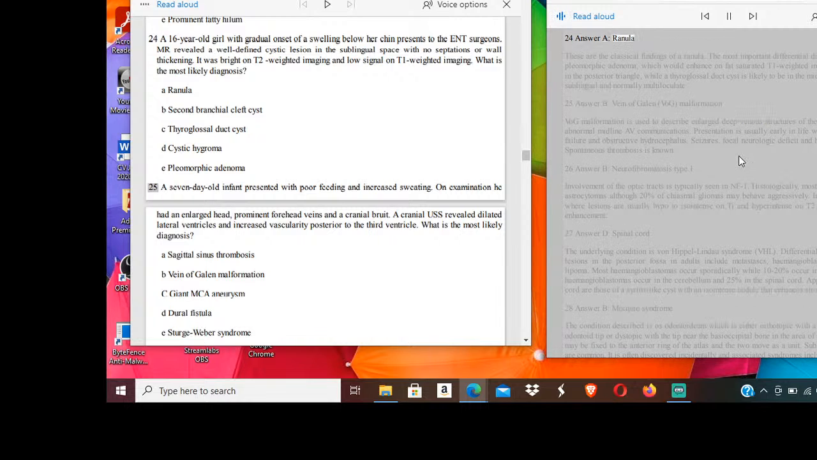Answer A. Ranula. These are the classical findings of a ranula. The most important differential diagnosis to exclude is a pleomorphic adenoma, which would enhance on fat-saturated T1-weighted images. B would appear in the posterior triangle, while a thyroglossal duct cyst is likely to be in the midline. D is not normally sublingual and is normally multiloculate.